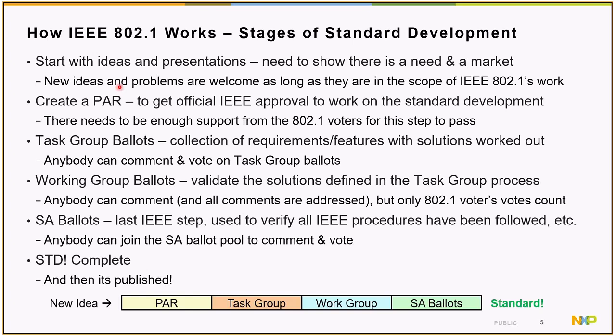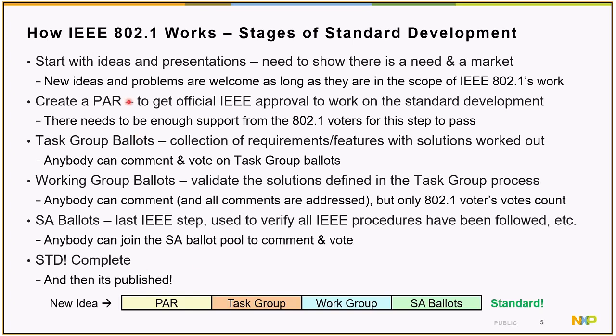And then a project authorization request is needed, a PAR, and that's to get official IEEE approval to work on the standards development. Since we're going to be spending time working on this within the meetings, there's a procedure to make sure that what we're working on are things that the majority of the people feel are important to be worked on. And so again, there needs to be enough of that support, and that's why you do this idea presentation phase.